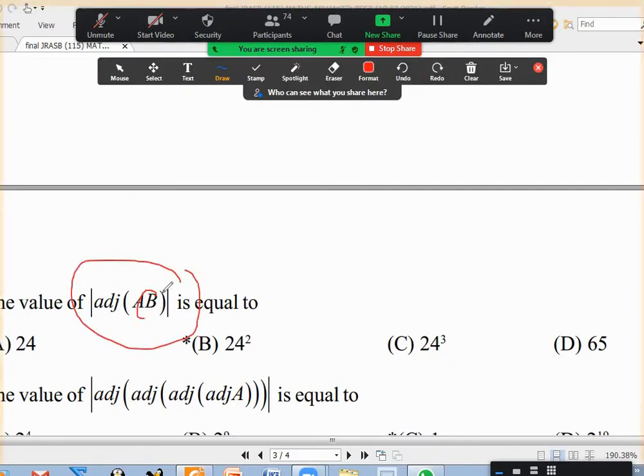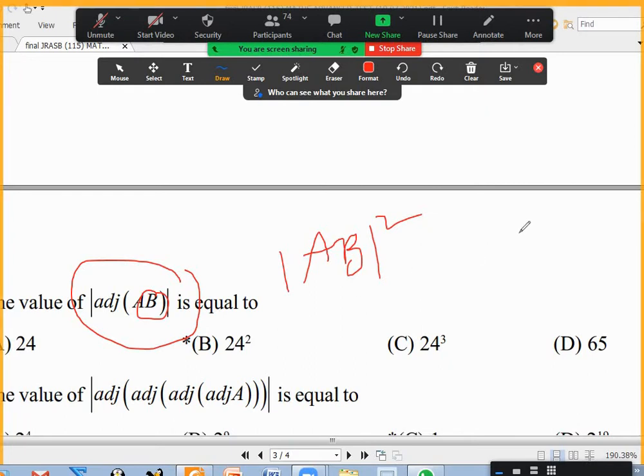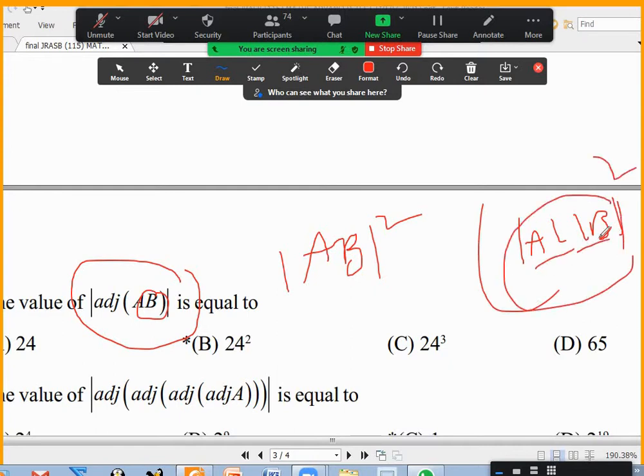Det of adjoint of any matrix will be det of that matrix whole power n minus 1. Here it is whole square. And det of AB is det A into det B whole square. This is 1, this is 24, something like that. So it will be 24 whole square.